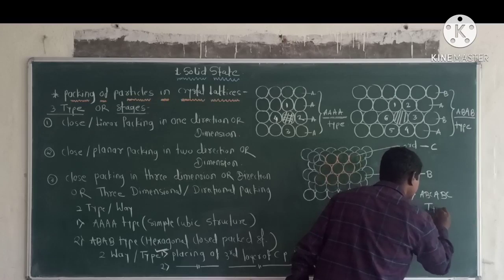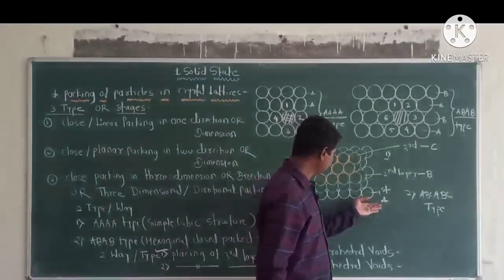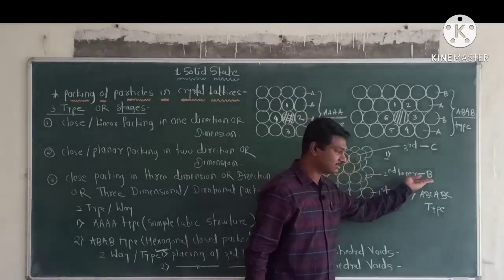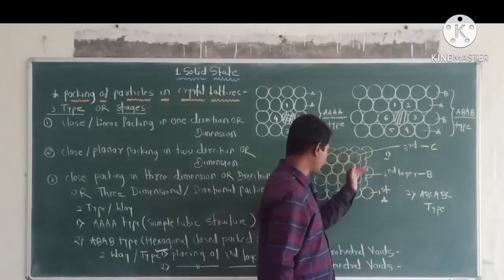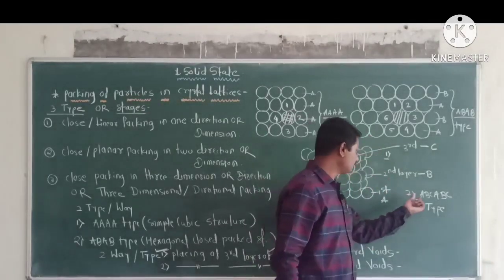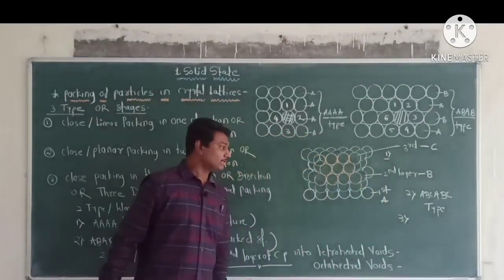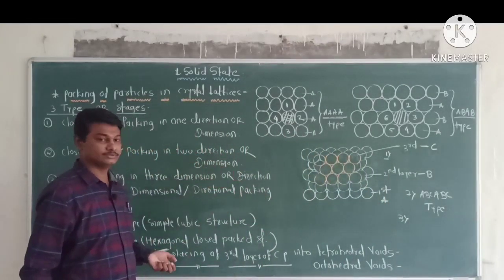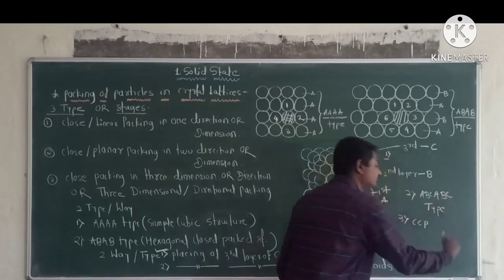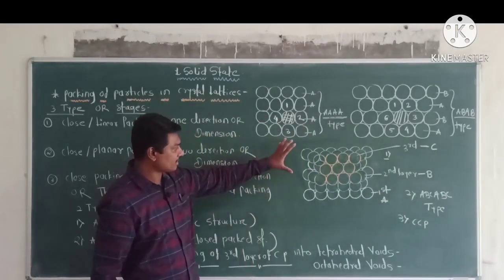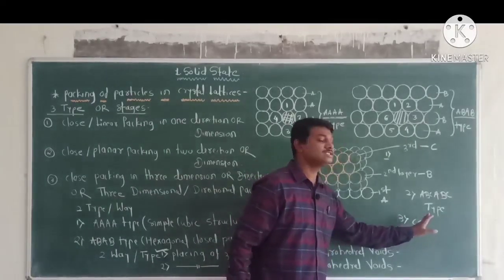In this packing the first layer is called A type, the second layer is called B type, the third layer is called C type. Therefore, collectively it is called ABC type. Third point, the crystal structure made by such a packing is called cubic close packed structure, that is CCP.